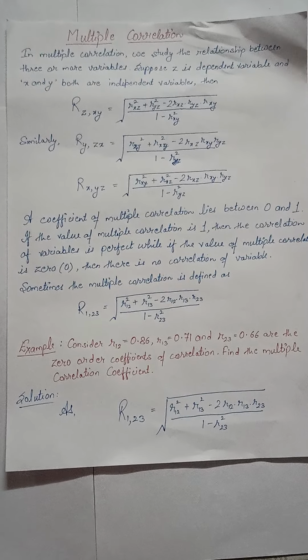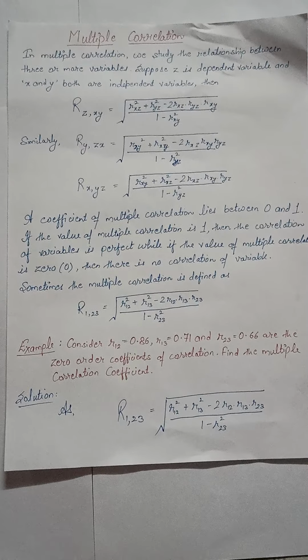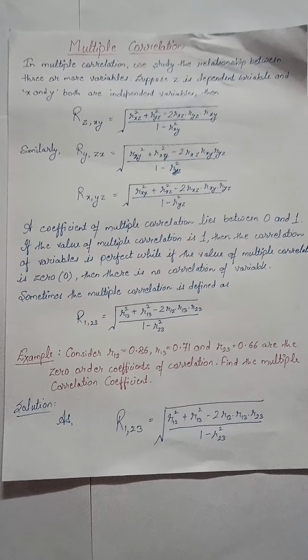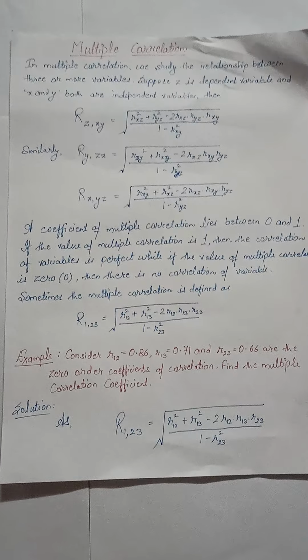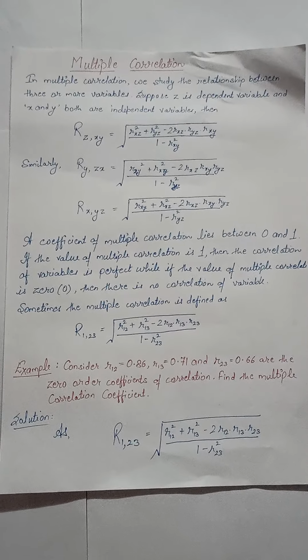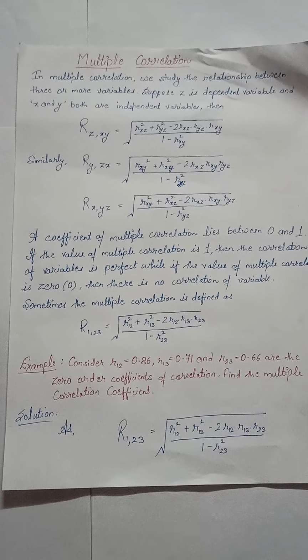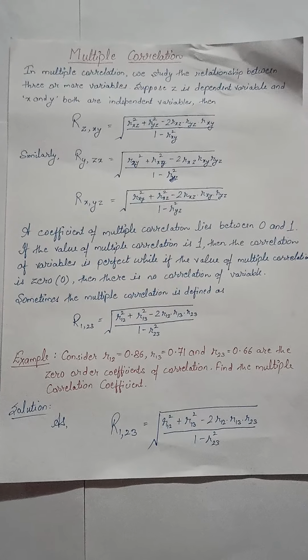So today, the topic which we have to do is multiple correlation of chapter number 4, which is correlation, of unit number 1. In multiple correlation, we study the relationship between three or more variables, as the name represents itself. Let us say z is a dependent variable and x and y both are independent variables. As we have seen, in this we study the relationship between three or more variables.